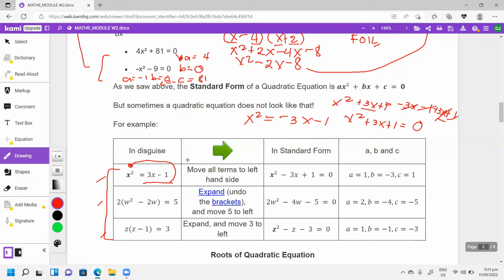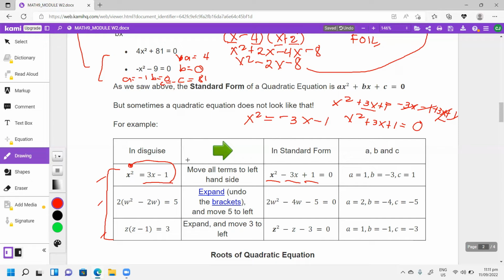So let's go back here. x squared copies x squared. What if you try to transpose 3x to the left side? What is the additive inverse, or the opposite? Since this is positive 3x, it will become negative 3x. Negative 1, if you transpose it to the left side, will become positive 1. So we have x squared minus 3x plus 1.